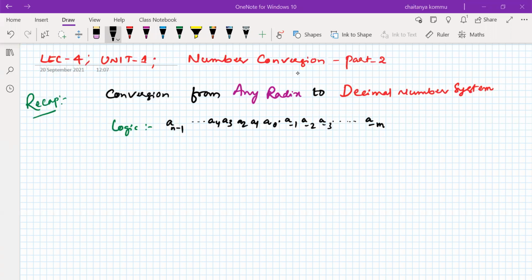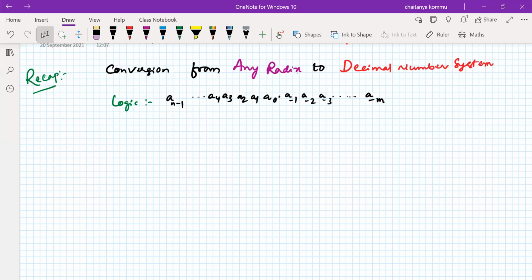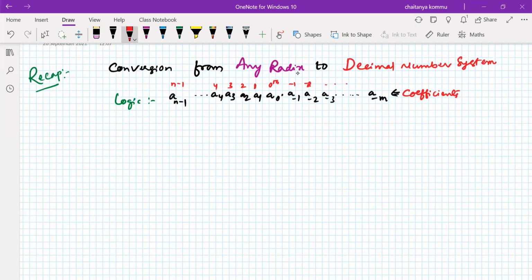Okay, so these are the coefficients. If you want to get the exact number in the decimal number system, then according to the positions, we have to give the weight to each coefficient. For example, this is the 0th position, this is the first position, second position, third position, fourth position. This is the (n-1)th position, and these are the negative positions, minus 1, minus 2. Depending upon their position, we have to give the weight to that coefficient.